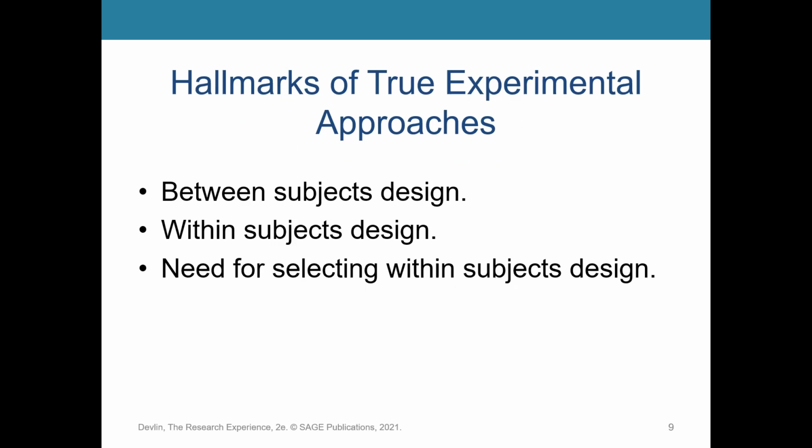There are some hallmarks of true experimental approaches, a couple of which we'll talk about. One is between subjects designs. Now you'll hear this term, between subjects design. So what am I really saying when I say between subjects designs? I'm saying the conditions of the experiment are divided across participants. So let's say you have 40 people in your study and you have two conditions. You have 20 people in condition 1 and 20 people in condition 2. And different people serve in each condition. Now in a within subjects design, you have the same people serving in both conditions. So if you have 40 people, you'll have 40 people in condition 1 and 40 people in condition 2.